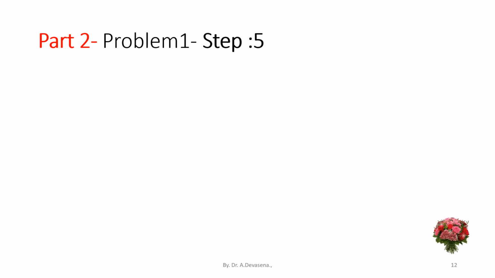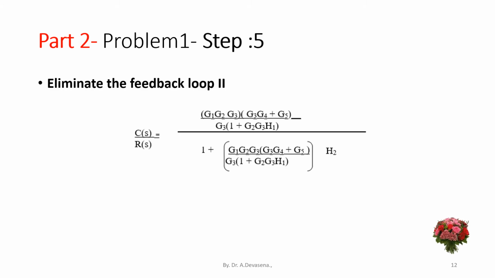Eliminate feedback loop 2. This is the value C of s by R of s is equal to, in the numerator we have to put the G of s term, and in the denominator we have to put 1 plus G of s H of s. That is, this is the formula for eliminating the negative feedback.